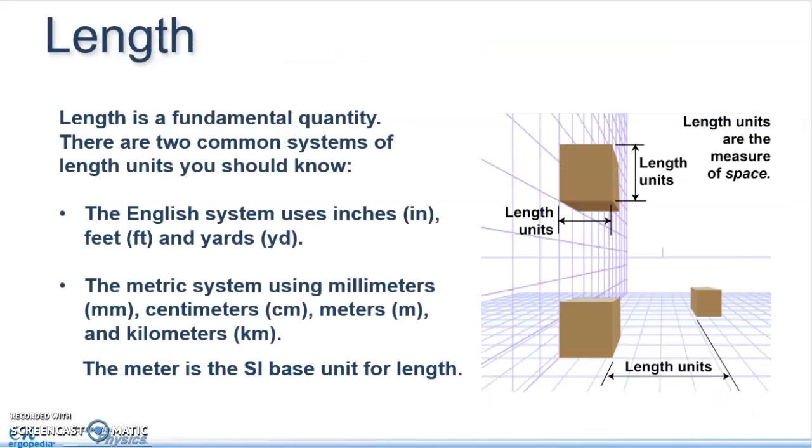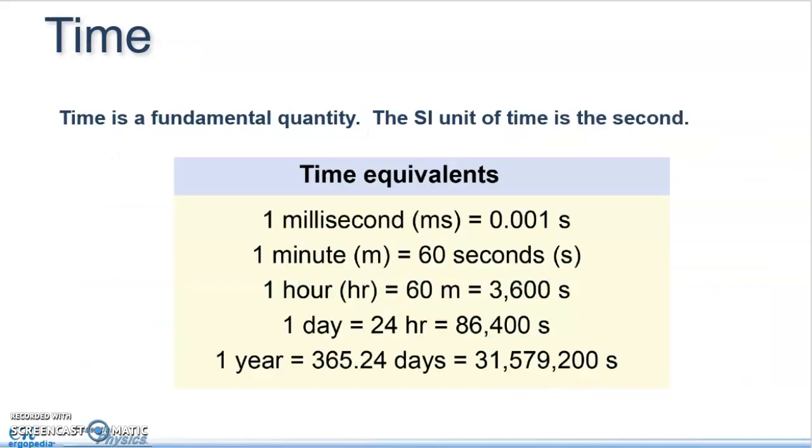All right, so let's talk about measuring length. Length is a fundamental quantity, meaning it's not combined with any other quantities. In the English system we measure in inches, feet, and yards, while in the metric system centimeters, meters, kilometers, occasionally millimeters for something small. The SI base unit for length is the meter. It's basically the measure of space. Time is also a fundamental quantity. The SI unit is the second.